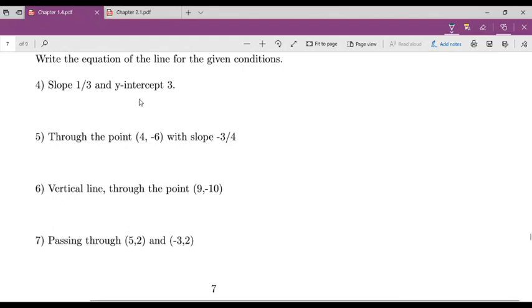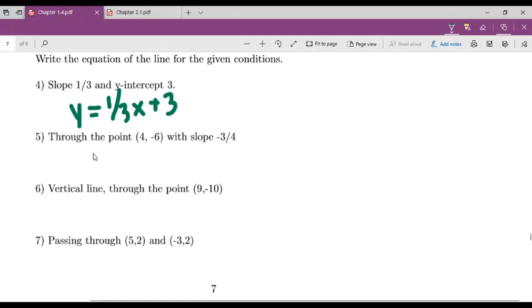So this one says write the equation of the line for the given conditions. We have a slope of 1/3 and a y-intercept of 3. You should very simply be able to say that that's y equals 1/3 x plus 3. Doesn't get any easier than that.